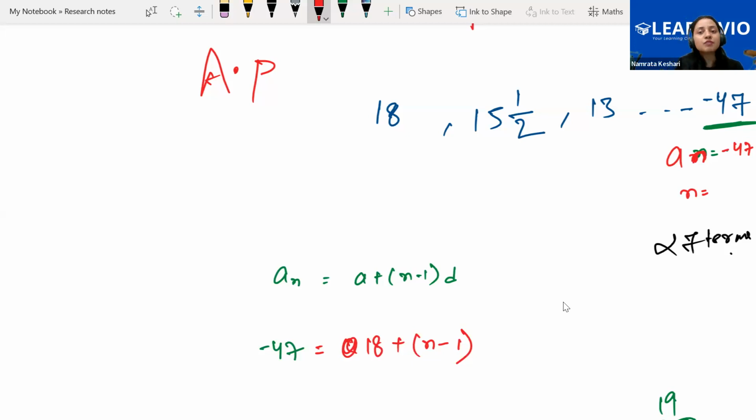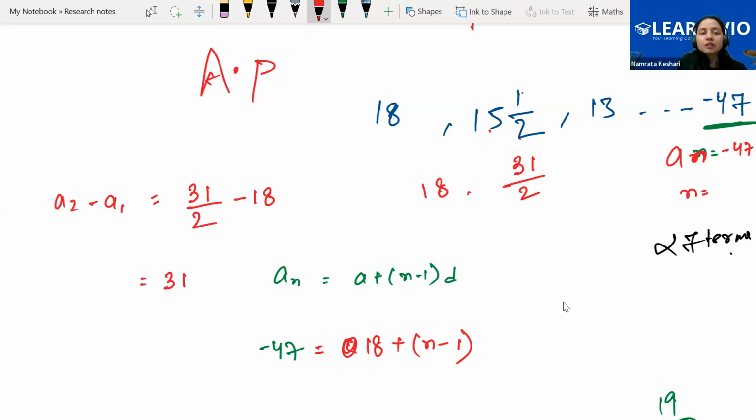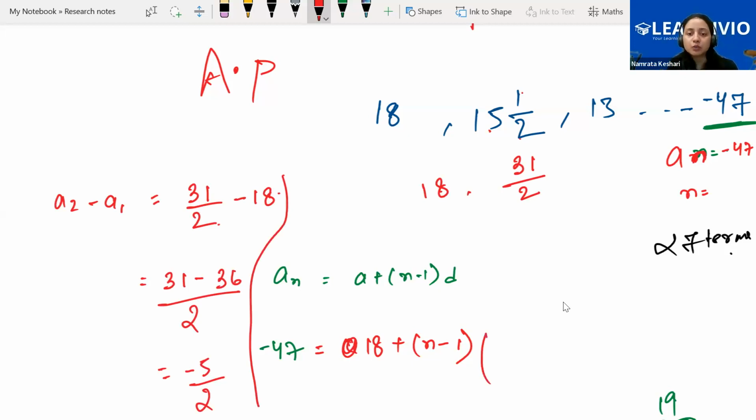The common difference d we will be able to find. Let's find it. A2 is 31 by 2, and here a is 18. If we do the subtraction A2 minus A1, we will be able to find the common difference. 31 by 2 minus 18. 31 minus 18 times 2, that is 36, so 31 minus 36 gives minus 5 by 2. The common difference is coming out as minus 5 by 2.